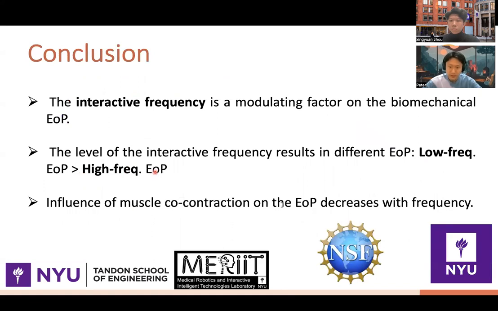In conclusion, in this study, we investigated the natural damping ability of the human upper limb, known as the excess of passivity. We have shown that the interactive frequency is a modulating factor on the biomechanical excess of passivity. Specifically, low-frequency interactions result in a higher EOP value than high-frequency interactions. In addition, the influence of muscle co-contraction decreases as the interactive frequency increases.